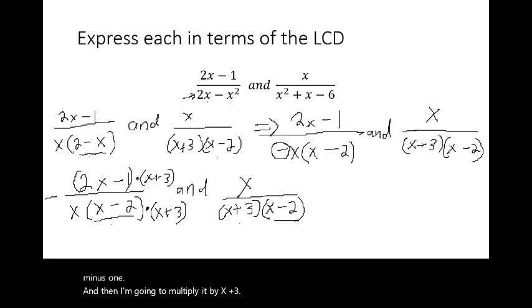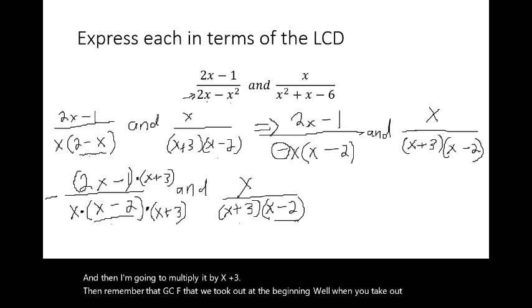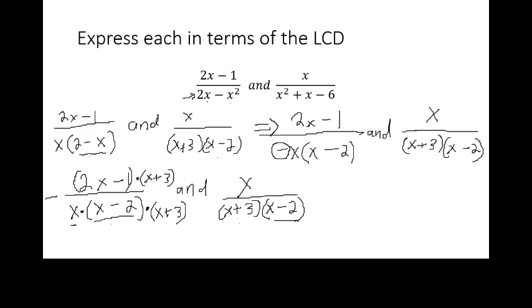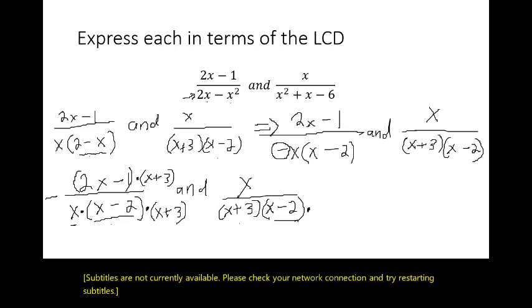Then, remember that GCF that we took out at the beginning? Well, when you take out a GCF, you write it with multiplication. Anything written with multiplication is considered a factor. So this standalone x right here is technically considered a factor. So this first denominator has that standalone x, whereas the second one doesn't. So I'm going to fix that by multiplying both the top and the bottom of this fraction by x.